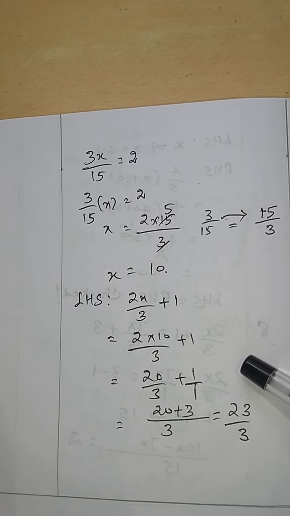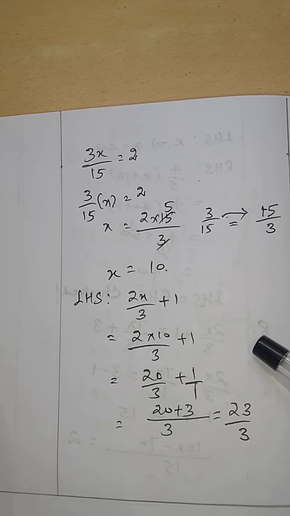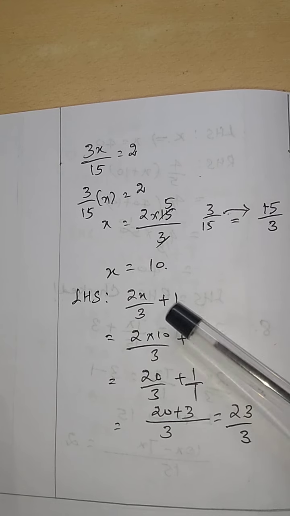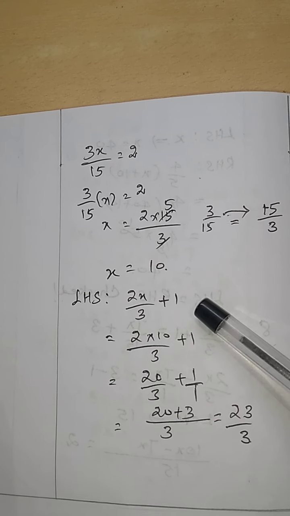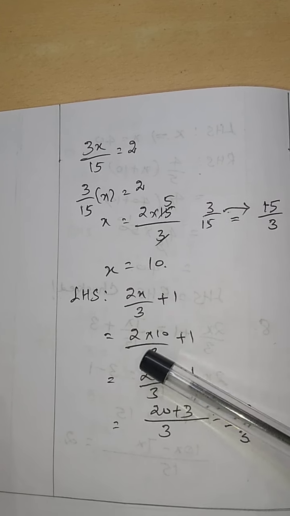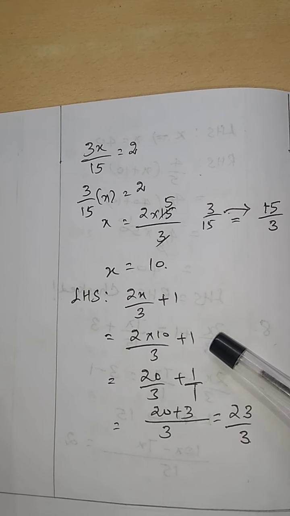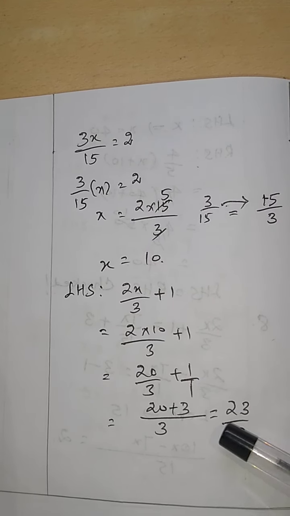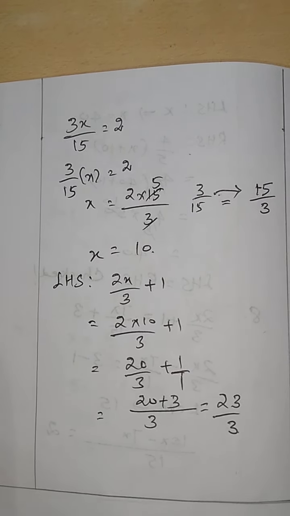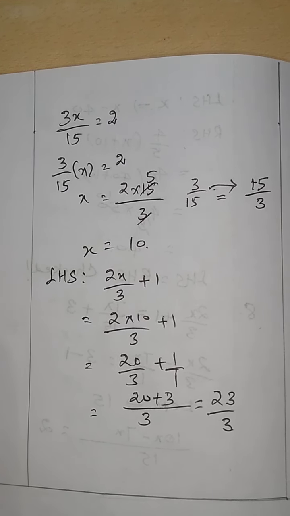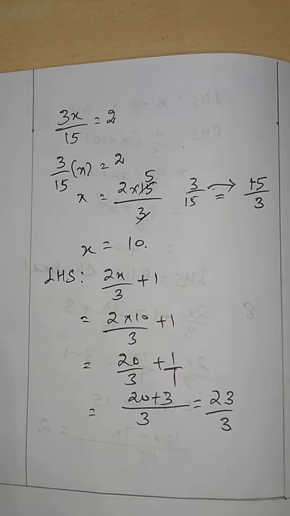So we go for our LHS. LHS is given as 2x by 3 plus 1. So in the place of x, I need to put 10. So it is 2 into 10 by 3 plus 1. So it becomes 20 by 3 plus 1. Take LCM for 3 and 1, it becomes 3. So it becomes 20 plus 3, that becomes 23 by 3.